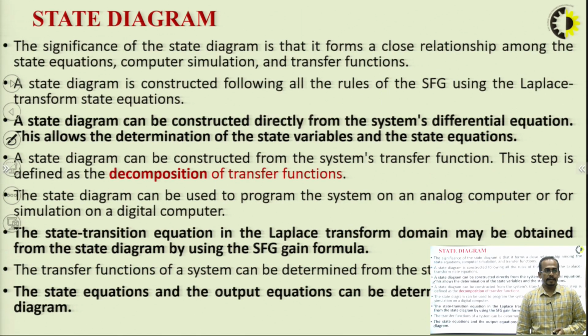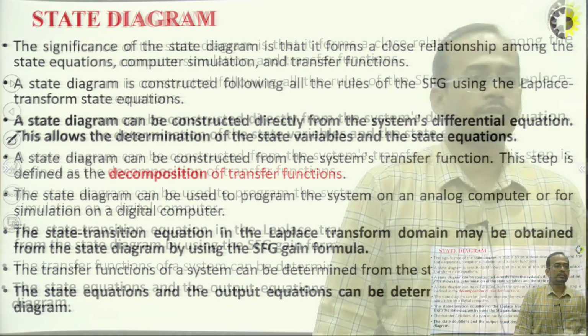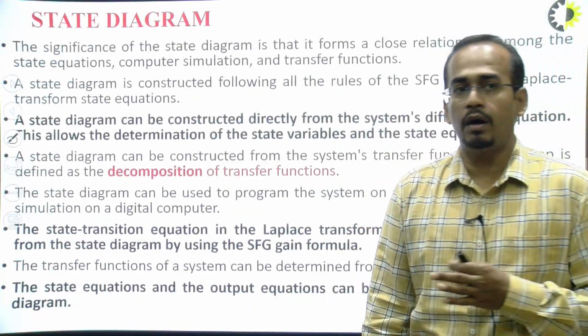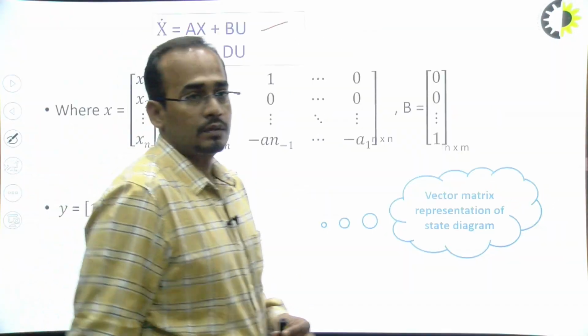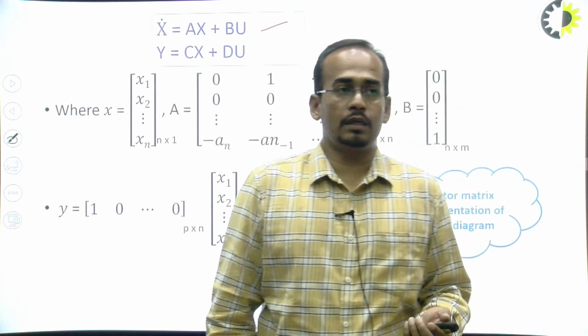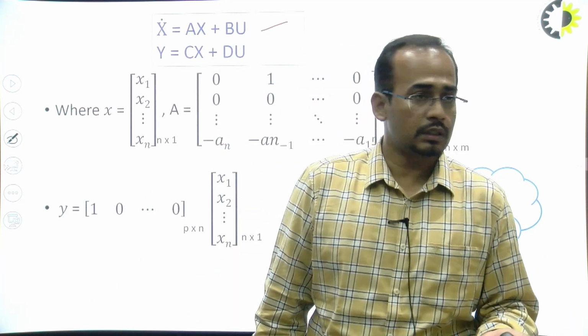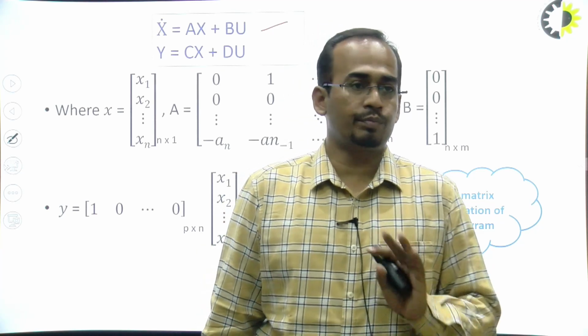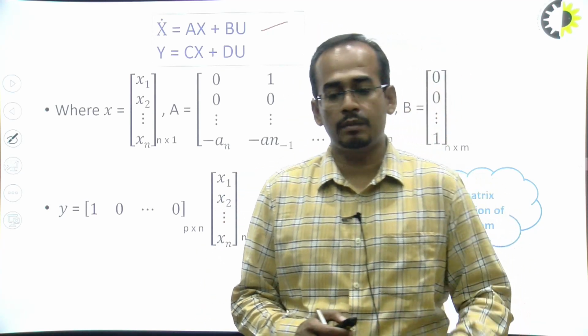Now what is the state diagram? The significance of the state diagram is that it forms a closed relationship. So this is all about the state variables, in which I have discussed the state equations and output equation. I will discuss the state transition matrix in the next lecture.